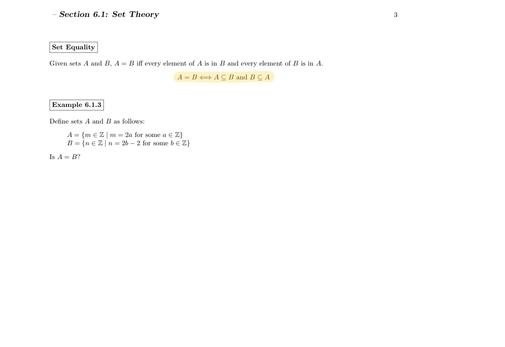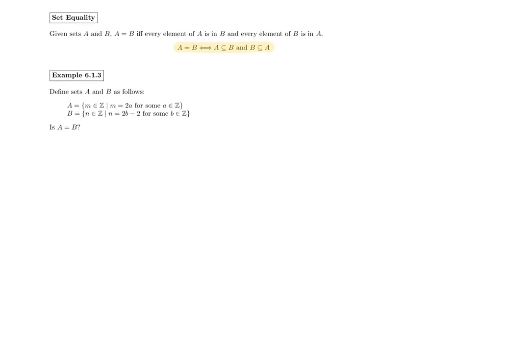So when we write element argument proofs trying to prove equality, we are going to have to write cases. We're going to have to show that A is a subset of B, and we're going to have to show that B is a subset of A. We are going to do that right away with example 6.1.3, and this is something we're going to do a lot in sections 6.2 and 6.3.